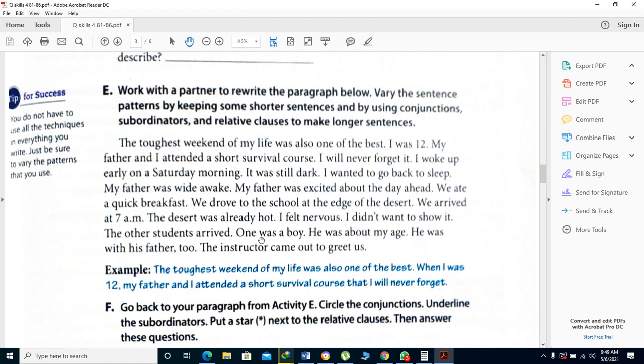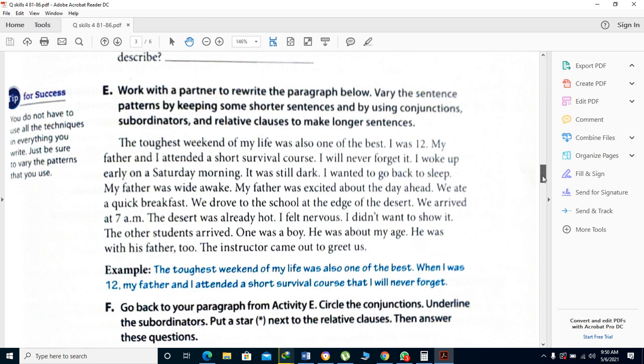This is what you have to do. Read the other sentences and just try to combine them, and wherever possible use conjunctions like when, before, after. These are subordinating conjunctions or subordinators. You can also use coordinating conjunctions like but, so, and.